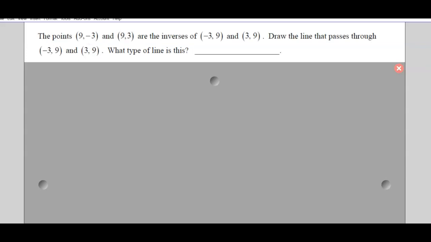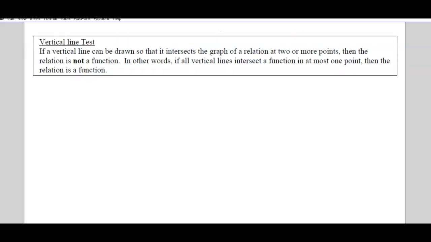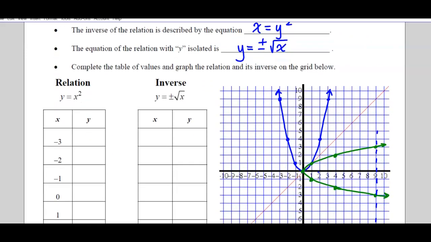Okay, so the points 9, -3 and 9, 3 are the inverses of -3, 9 and 3, 9. Draw the line that passes through those. What type of line is this? So if we go back here, this point and this point, if I draw a line here, what type of line is that? That's a horizontal line. So if you can draw a horizontal line on your original and it touches more than once, in this case twice, then when you look at the inverse, it's not going to be a function.